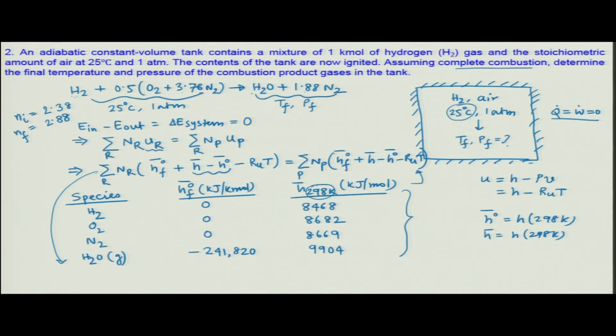We started with the energy balance, and we obtained that the total energy of the reactants should be equal to the total energy of the products. For the constant volume system we have to consider internal energy and not enthalpy. Internal energy you can write as H minus PV, and then this PV you can write as Ru times T, and then you can obtain this relationship.